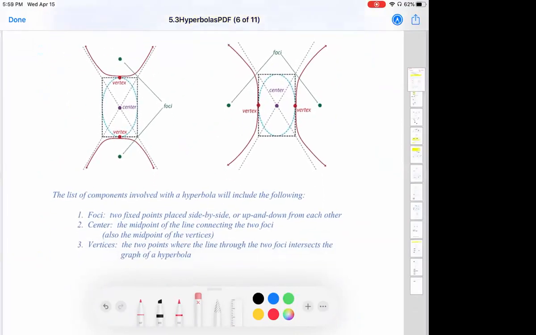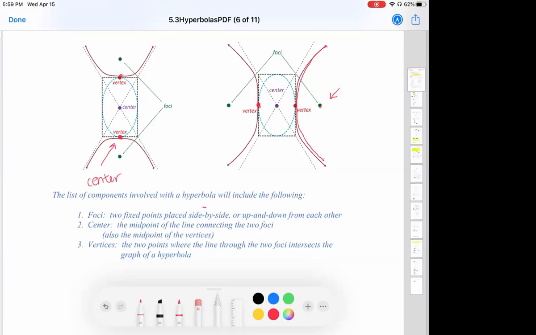So let's go ahead and see these components written in words. The list of components involved with the hyperbola will include the following. 1, foci, 2 fixed points placed side by side or up and down from each other. Notice they're always inside your hyperbola. So look at where your hyperbola opens. It opens left and right, and the foci are always inside, right? 2, center. The midpoint of the line connecting the two foci, also the midpoint of the vertices. So it's the center right here.